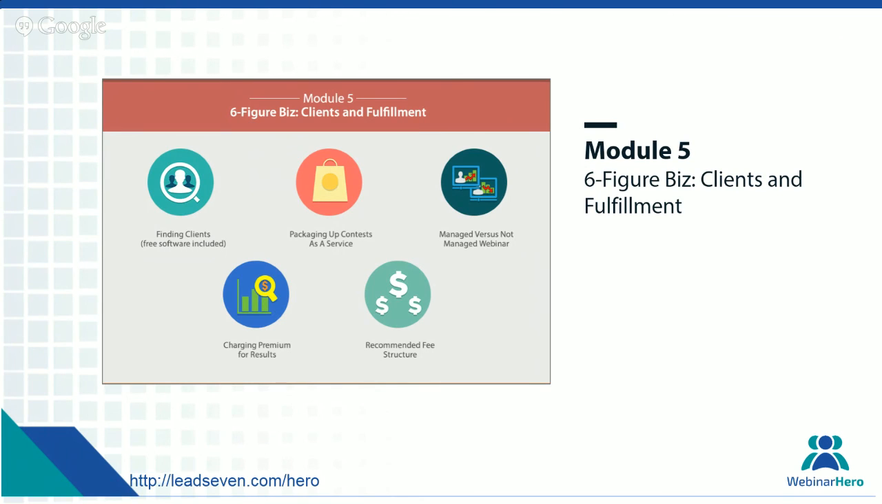All right, on module number 5, we're going to talk about the 6-figure business. So it's going to be clients and fulfillment. We're going to talk about how to find clients, how to package up webinars as a service, and how to compare managed webinars versus non-managed webinars. All right, and how you can charge premiums for results, and you can have a recommended fee structure as well.